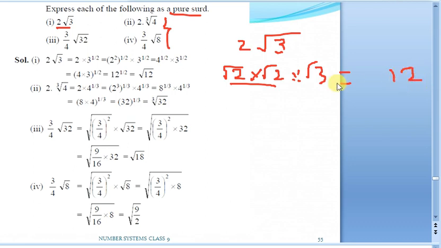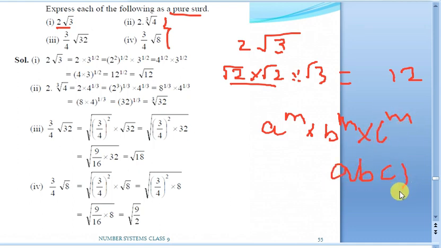If you want to use the exponential laws, it is welcome. We can just use the exponential law. Suppose you have a power m into b power m into c power m. If it is like this, we can write it as abc whole power m. That is what I am using. Here the power is 1 by 2. Square root means 1 by 2, cube root means 1 by 3. Like that we have to remember.